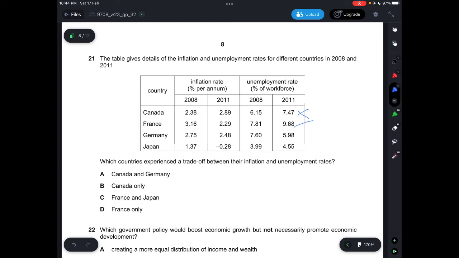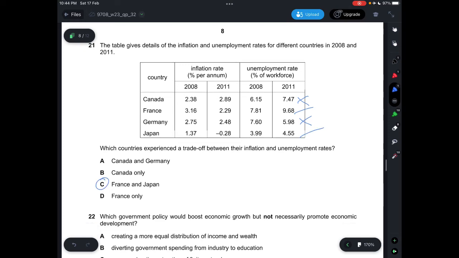Rather, for Germany it should be 2.75 to 2.48, which means that the aggregate demand decreases, so the unemployment rate should be increasing as well. So there's no trade-off. But Japan is from 1.37 to negative 0.28, so that means the inflation rate has decreased. Therefore, unemployment rate also increases. So answer has to be France and Japan.